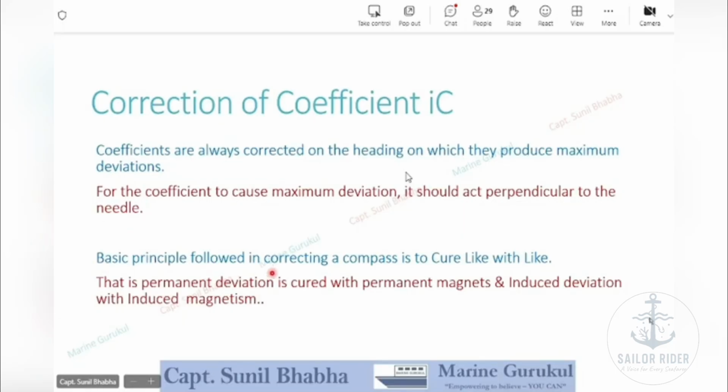Basic principle which is followed in correcting the compass is to cure like with like. That is, permanent deviation is cured with permanent magnets, and induced deviation is cured with an induced magnet. So this being induced magnetism will be corrected using an induced magnet only. Moving ahead now.